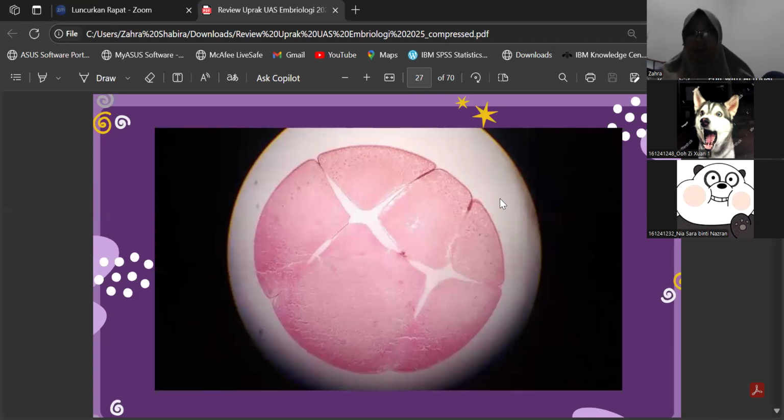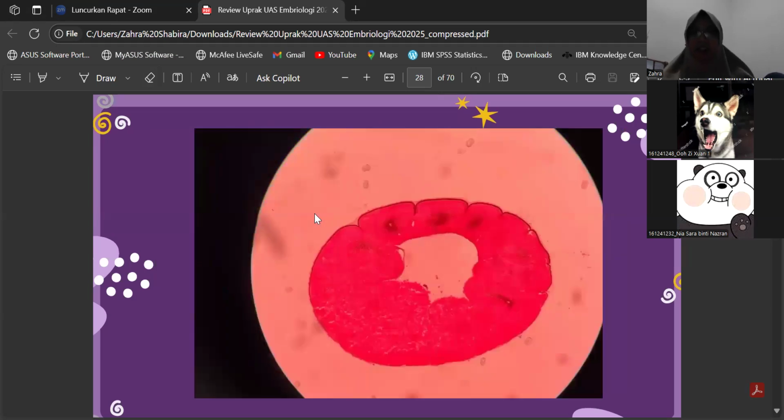Okay, now the first picture. This is early cleavage. This early cleavage only has two cells. Can you recall again? What is this small cell's name? Micromere cell. Micromere. Then this big cell's name? Macromere cell. Macromere cell. Okay, still remember, yeah?